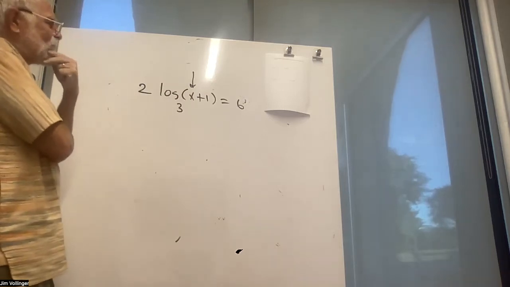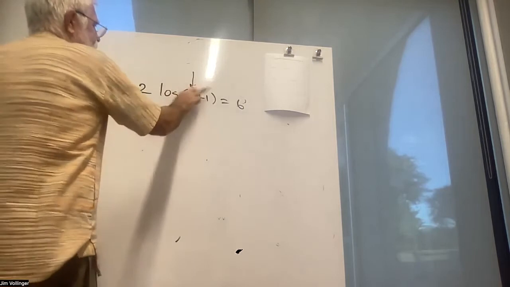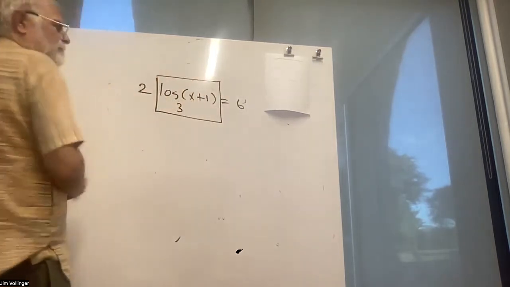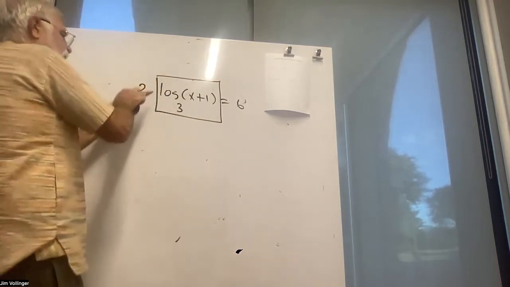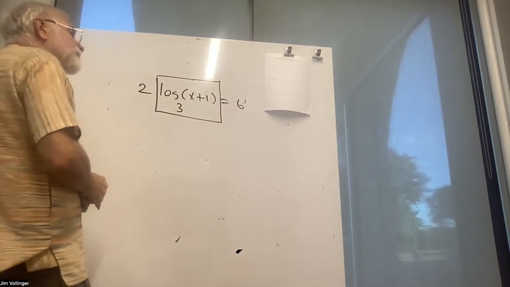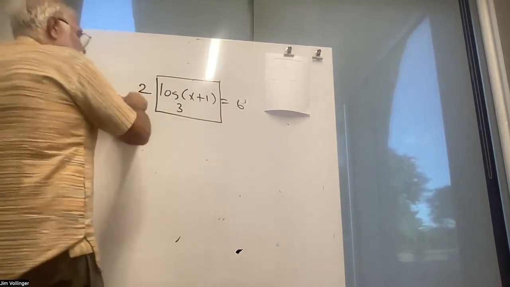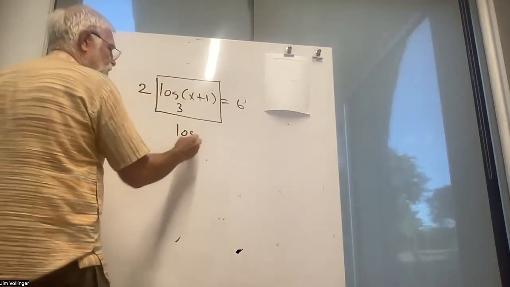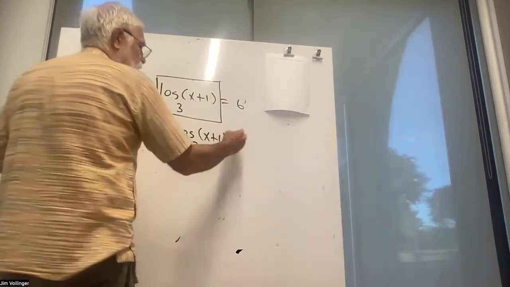So now, this is a calculation. I'm going to get numbers out of that, and I'm going to double them to get 6. Sure looks like that box has to be a 3. So it looks like I'm going to do division first. I'm going to divide by 2. And it gives me log base 3 of (x plus 1) equals 2.